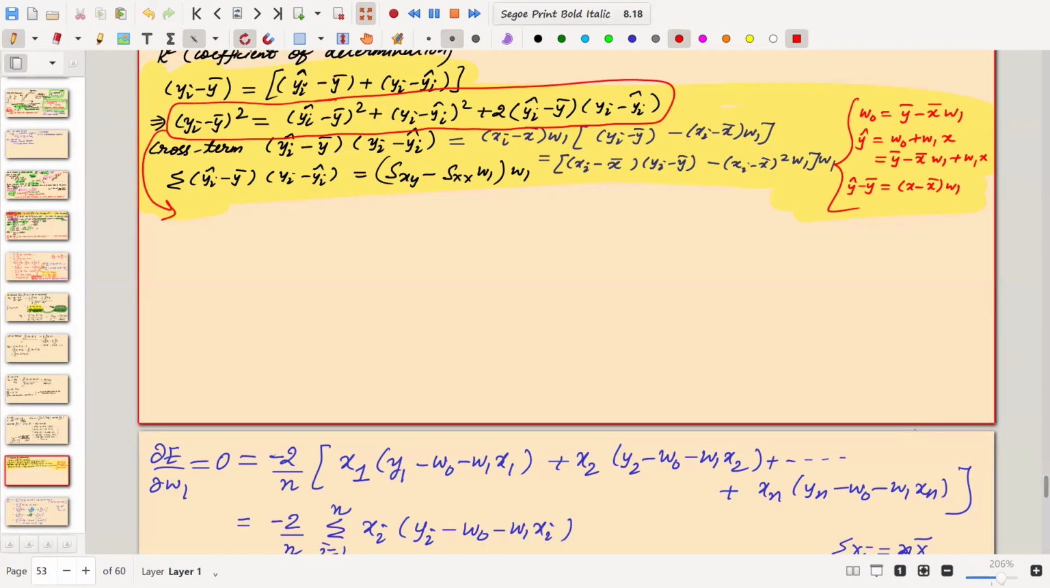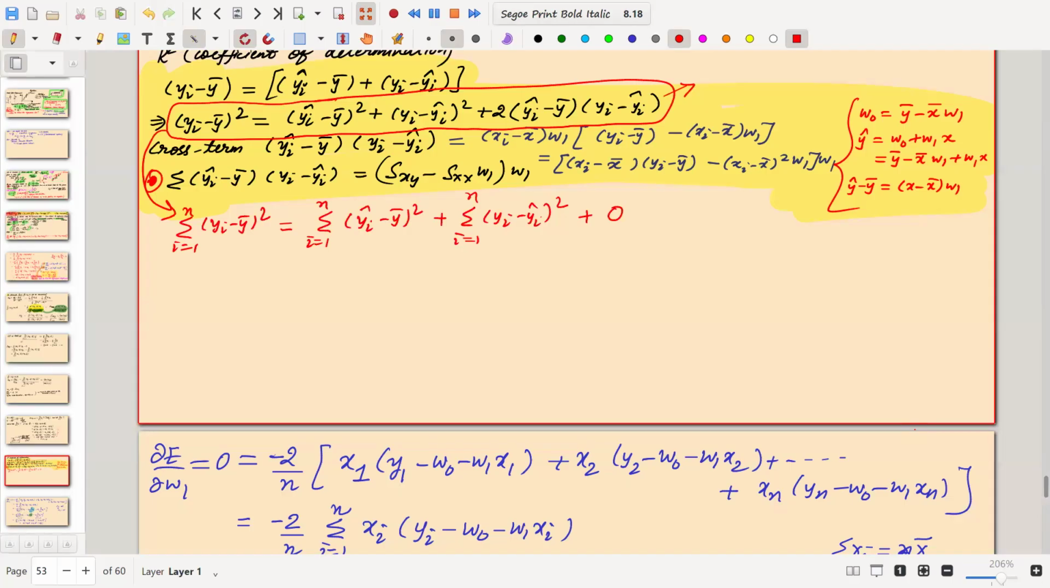When you do that, you will get summation from i equal to 1 to n of (yi minus y bar) whole square, equal to summation i equal to 1 to n of (yi cap minus y bar) whole square plus summation of (yi minus yi cap) whole square plus 0, because the summation of this cross term is 0. That was the whole motivation to do this step. I wanted to show you that the cross term, when you sum it up, boils down to 0.